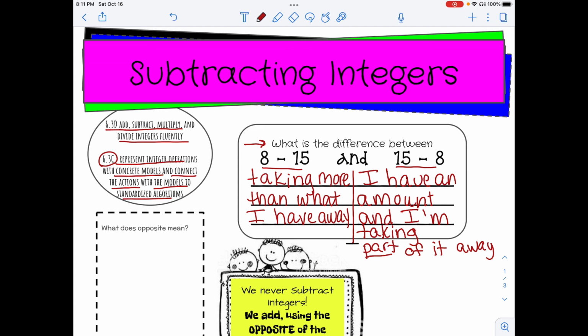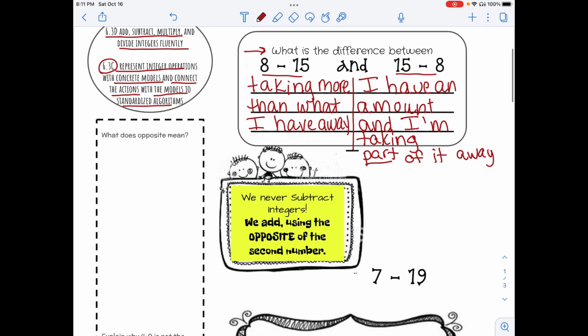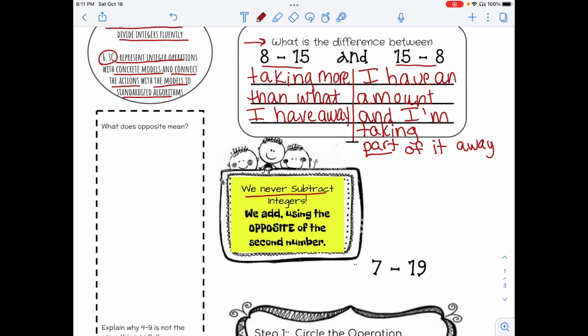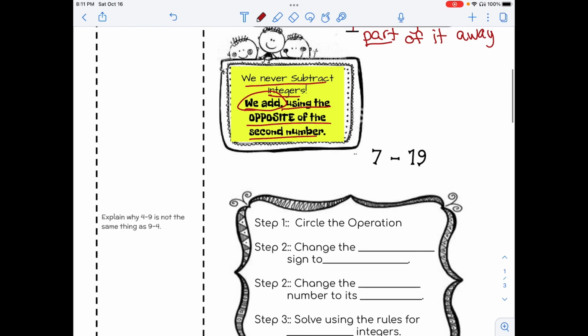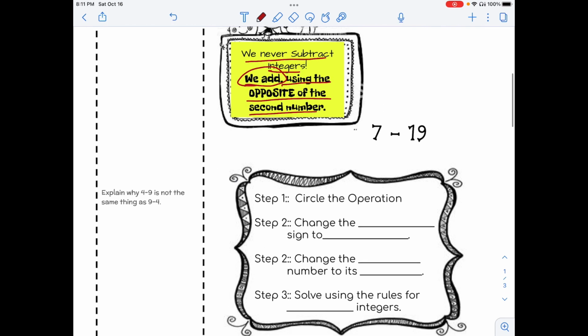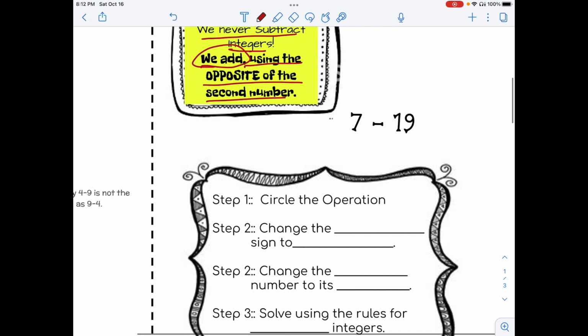Okay, here we go. Now we're getting into subtracting integers. We never subtract integers. We add using the opposite of the second number. And we will clarify this in the classroom. So here we go. I have 7 minus 19. Step one is to circle the operation. We will be circling the operation every time we do these.